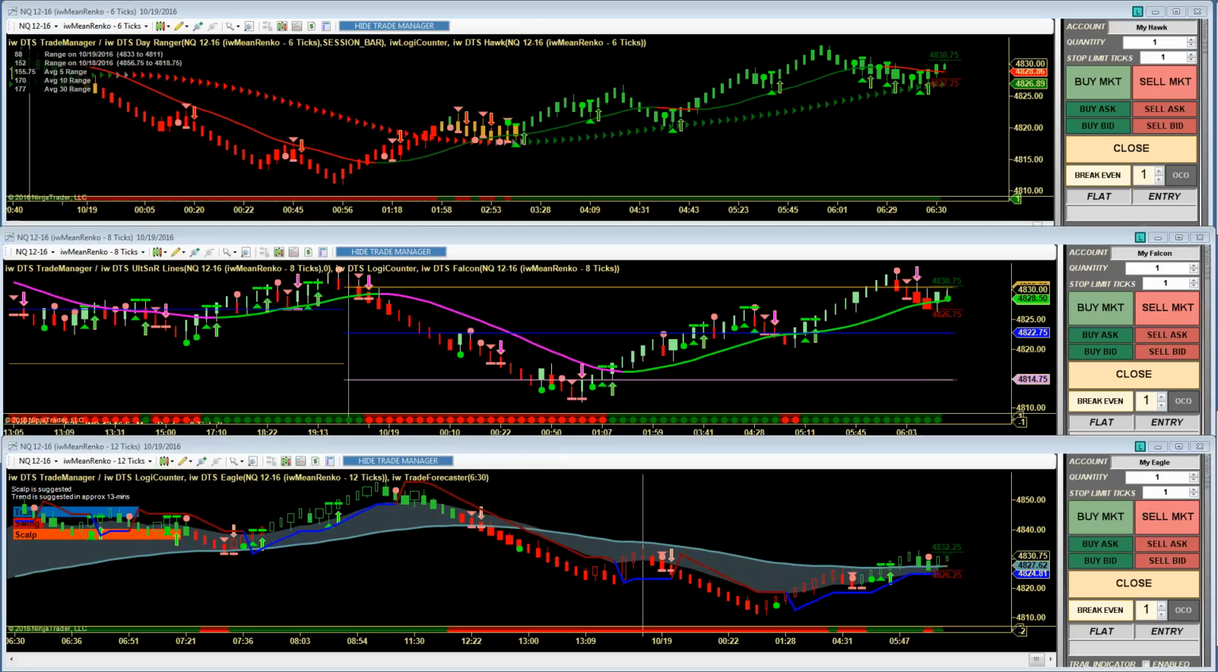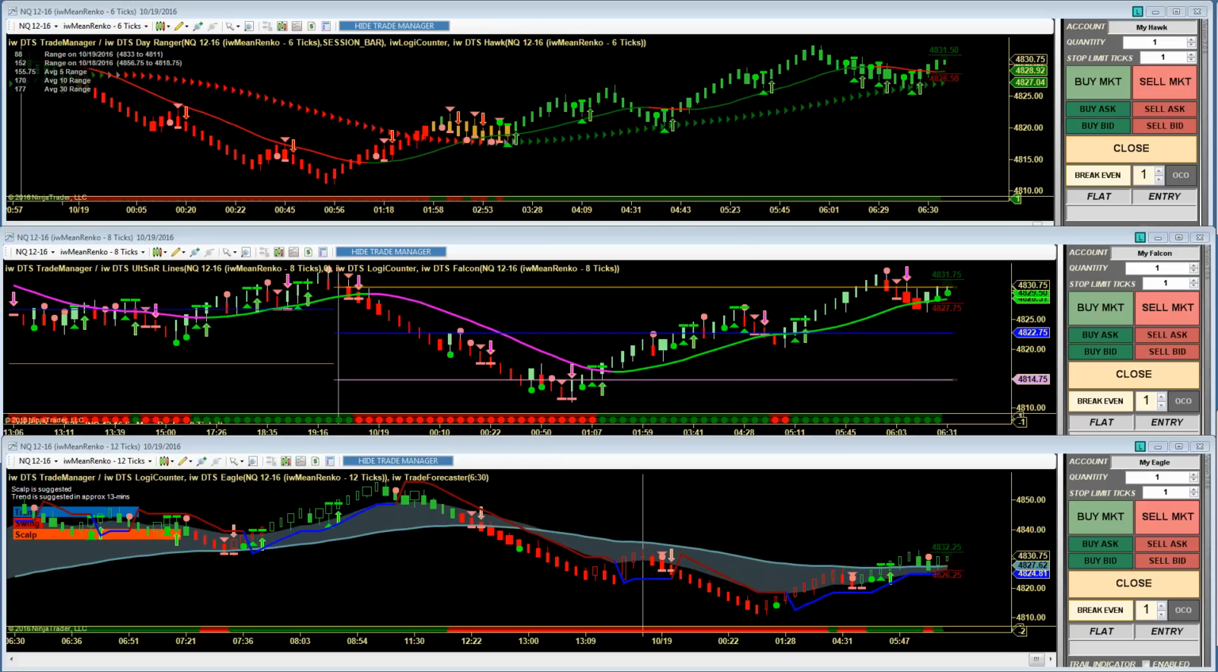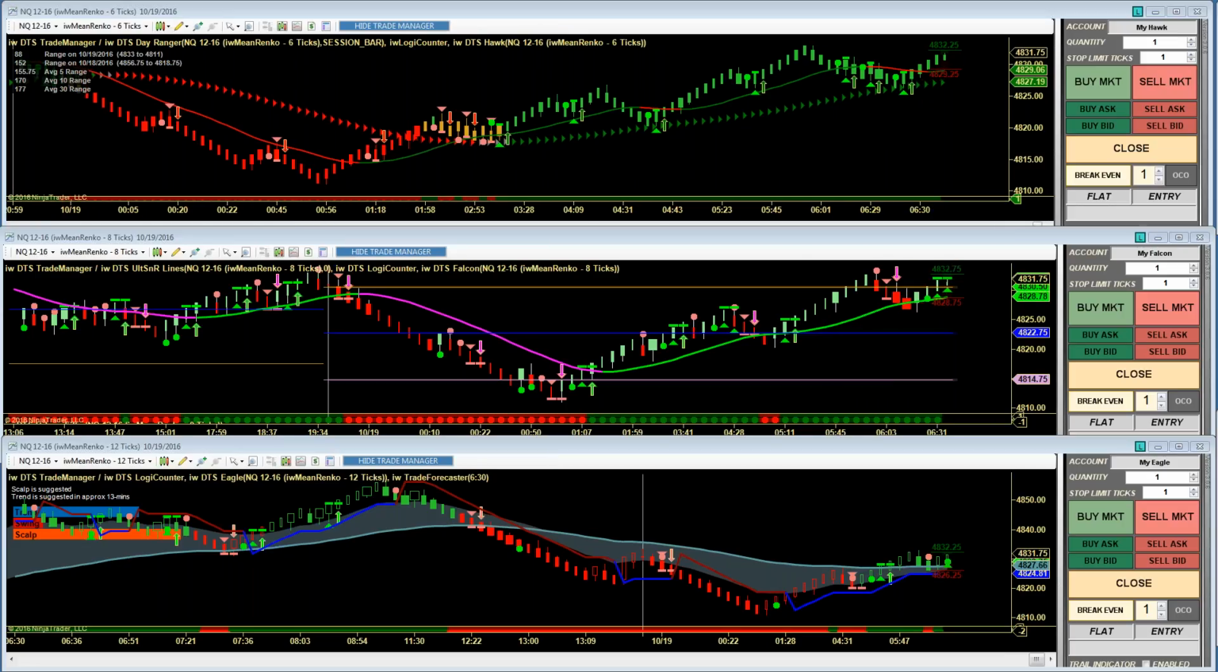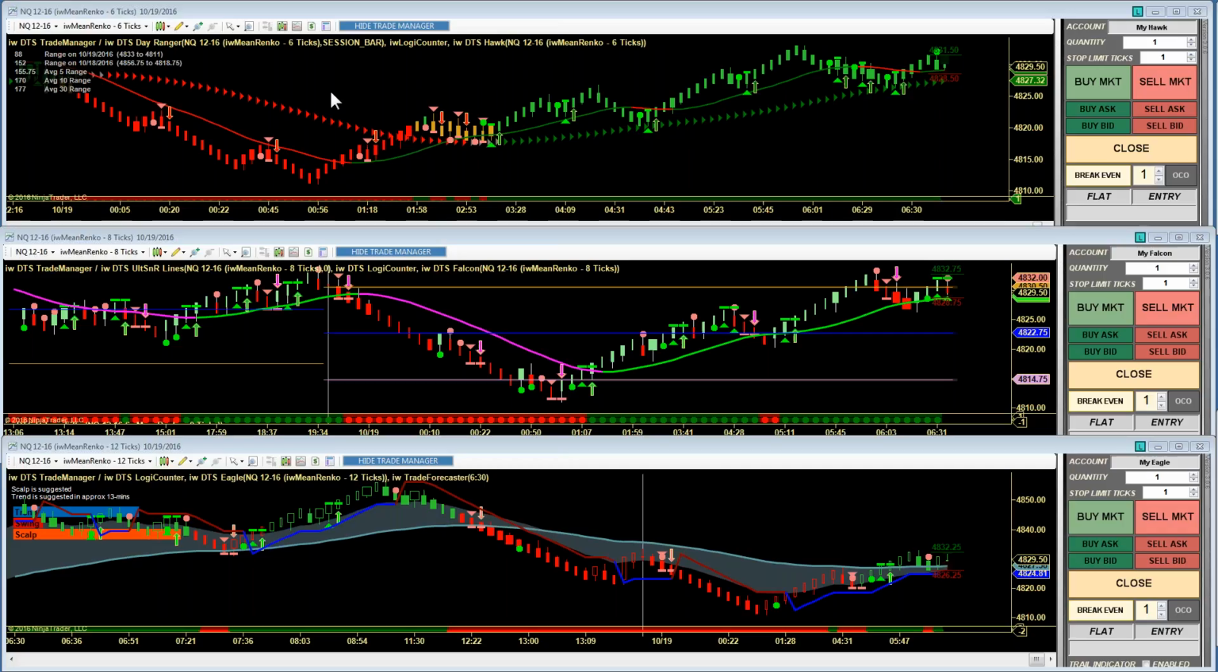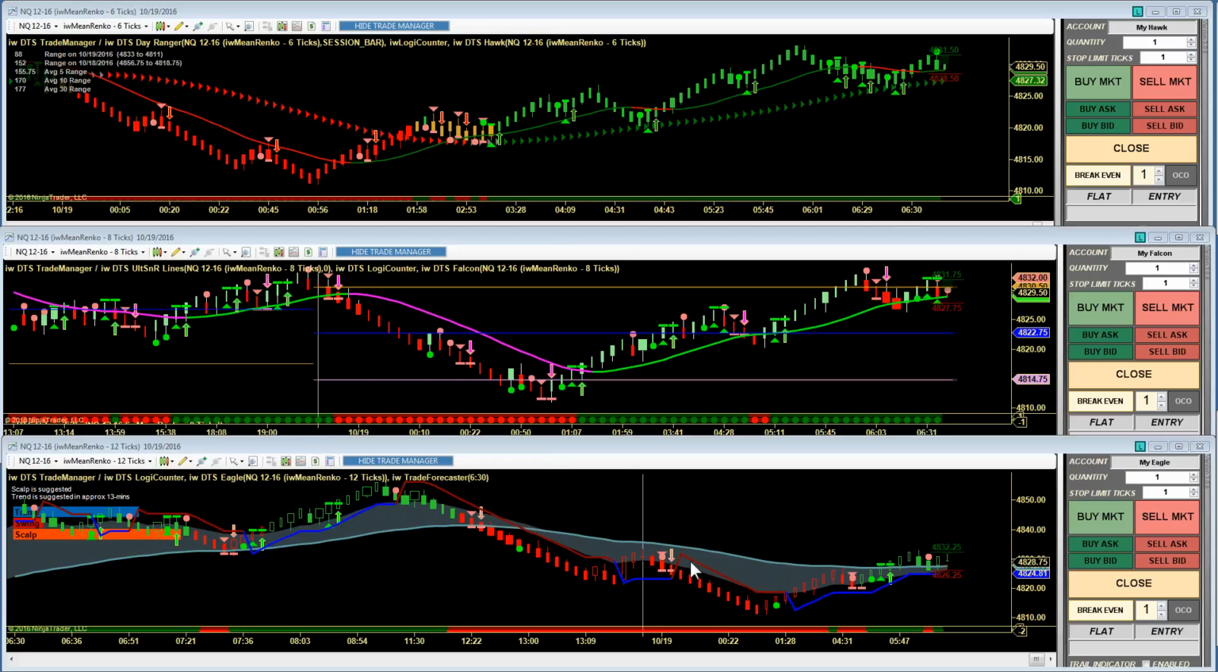Okay, for those of you new to our trading room this morning, welcome. What you're looking at here is the diversified trading system. It's diversified because we're looking at the market from three different points of view. We have three different tools to take advantage of the market when different market conditions exist. Across the top here, we have the Hawk Scalper. Through the middle is the Falcon Swing Trader, and across the bottom is the Eagle Trend Trader.